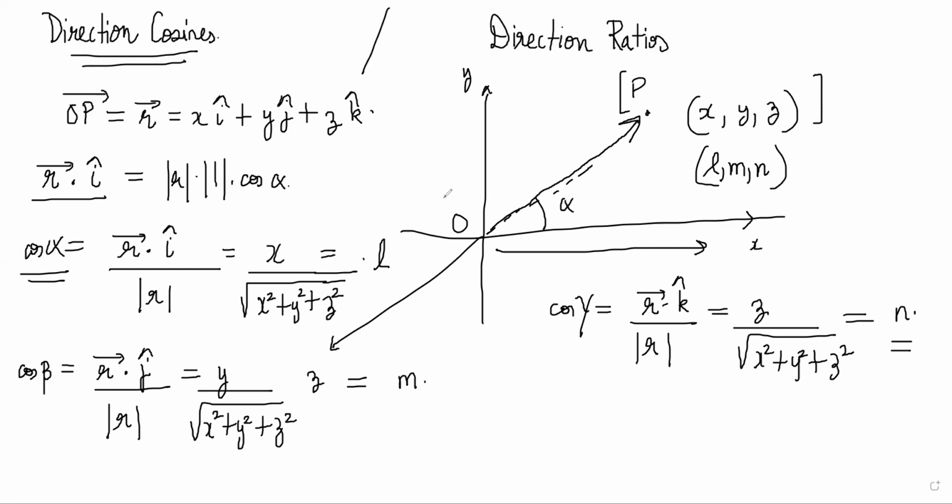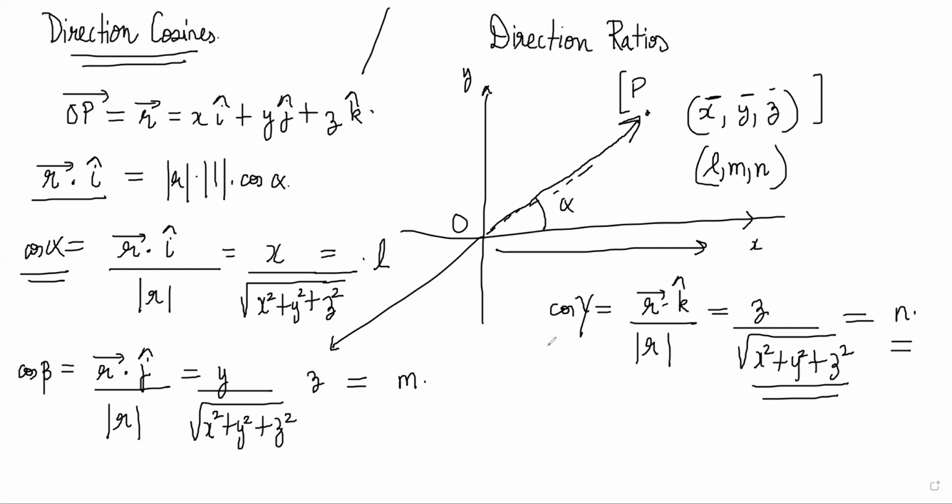So some point could be in space in such a way that it makes some alpha, beta, gamma with the positive X, positive Y, positive Z axis. The cos alpha, cos beta, cos gamma is the direction cosine. And we find it by dot product, and it comes out to be the coordinate divided by the modulus of the position vector, right?